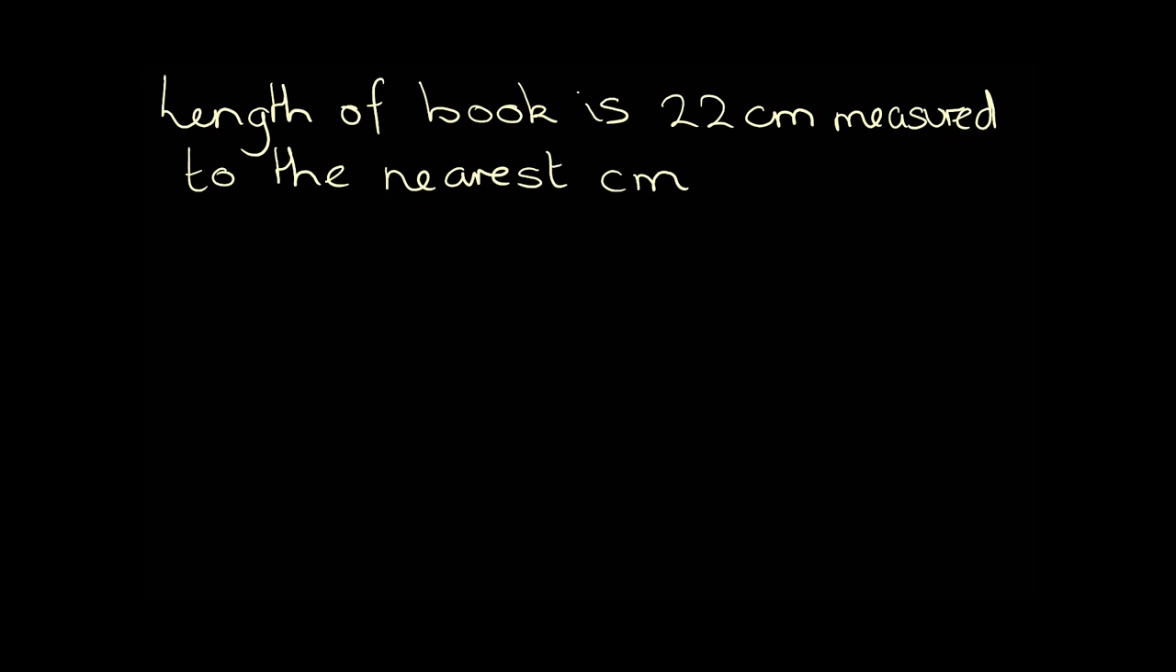So now we're going to do some examples. So in this first example, we're told that the length of the book is 22 centimetres measured to the nearest centimetre. So we're going to start by drawing ourselves a little diagram to help us figure out this error interval. It's just a 3-prong, and it's actually going to look like a bit of a number line. That's what we're going to do. And we always put the number that we've been given in the middle.